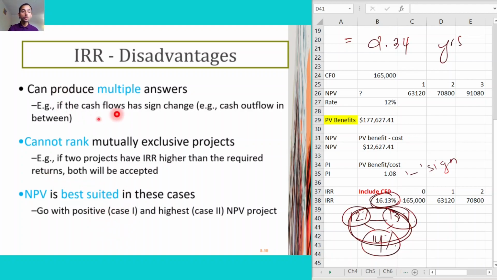If there are multiple sign changes, always go with the positive and the highest NPV. Always, that's what we want. Never go with negative NPV. Negative NPV reduces the wealth of the corporation or destroys shareholders' wealth. And go with the highest NPV because the highest NPV adds the highest value of wealth to the firm or to the shareholders.